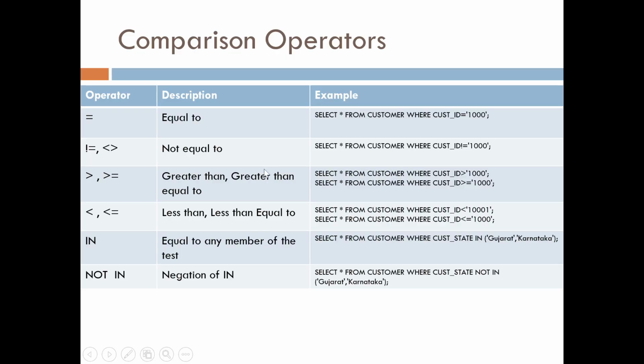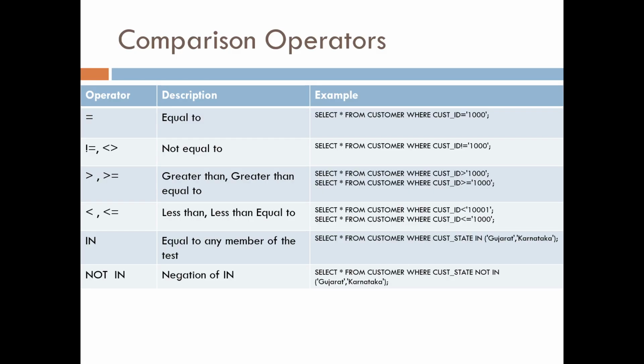Then you can use not equal to as well. Not equal to basically says anything that is not equal to this. In this case, I'm saying, bring me all the values where customer ID is not equal to 1,000. So you can use both of these. It can be written like this, or you can use these two brackets.